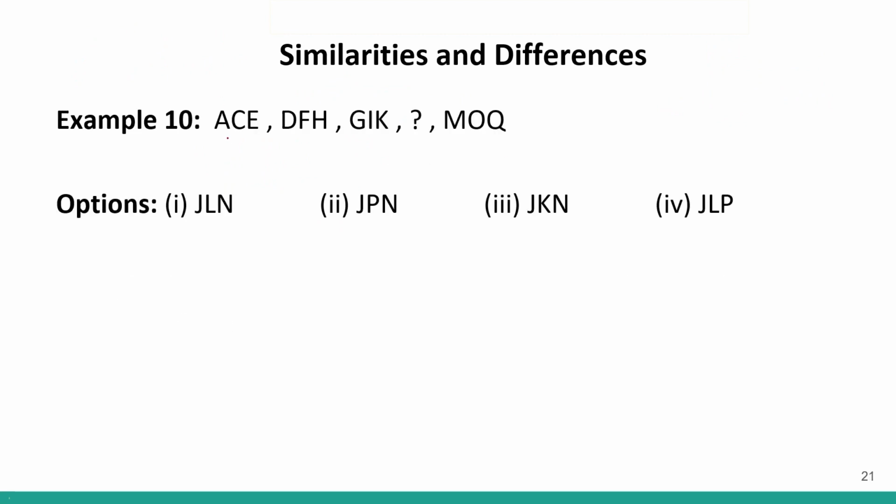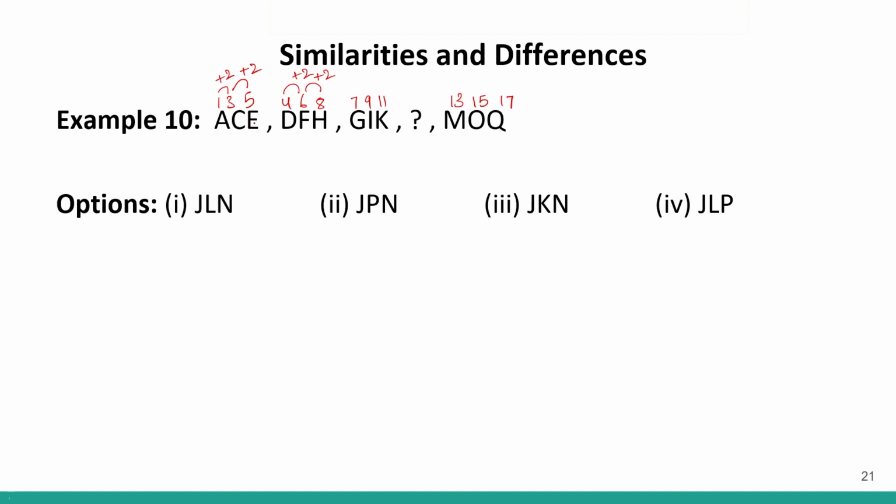Now here A, C, E, D, F, H, G, I, K, and then we have to find out. If I give them ranks, 1, 3, 5, 4, 6, 8, 7, 9, 11, then here 13, 15, and Q is ranked at 17. Very clearly, I see within the ranks we are moving 2 positions forward. So plus 2, here also plus 2, plus 2, plus 2. Similarly, from 7 to 9, 9 to 11, and 13 to 15, 15 to 17, we are moving 2 positions forward in each of the cases.